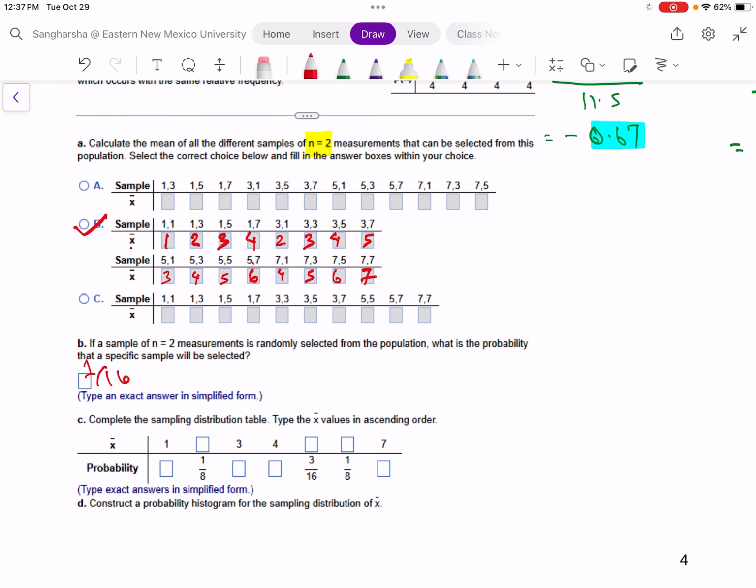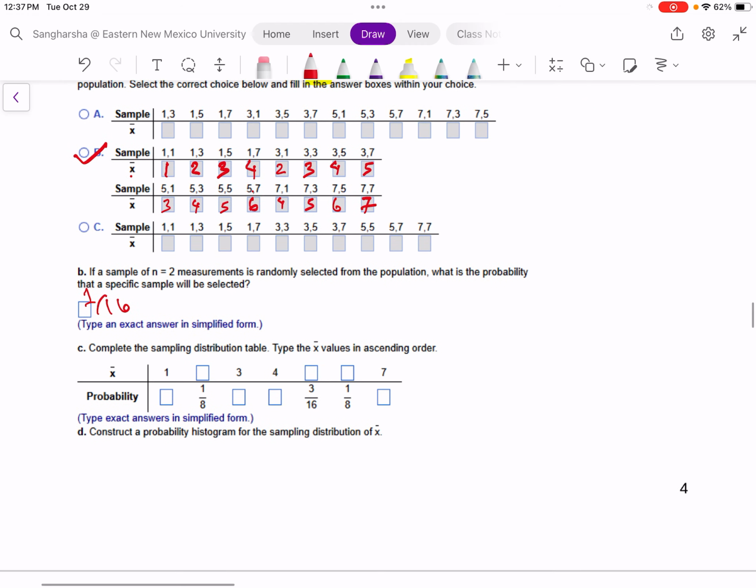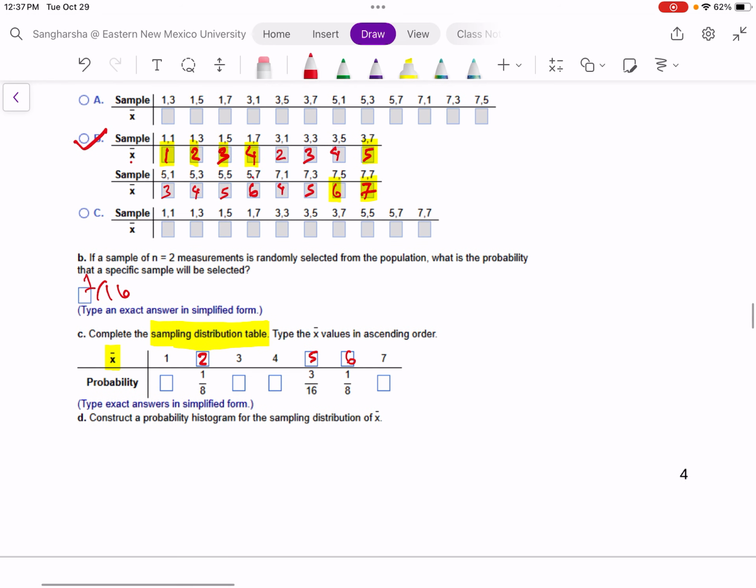Okay, number C, we have to complete this sampling distribution. So we have to form a sampling distribution. Now your sampling distribution takes a value of x bar, okay, not x. Now what are the x bar values? We have 1, 2, 3, 4, right? 5, 6, 7, and there is a repetition. So we have 1, the next x bar is 2. We have 3, 4, 5, 6. So you are using x bar.